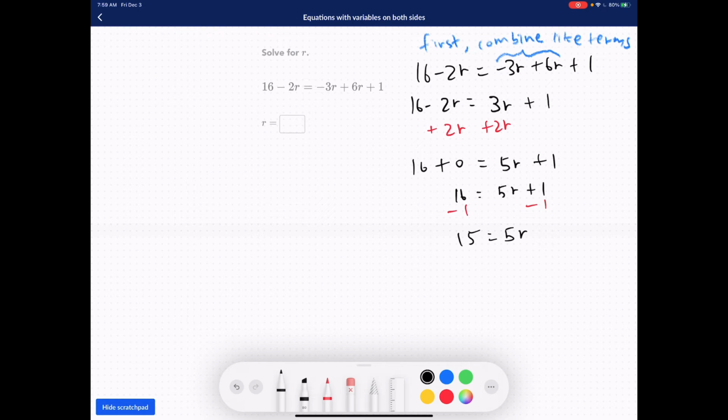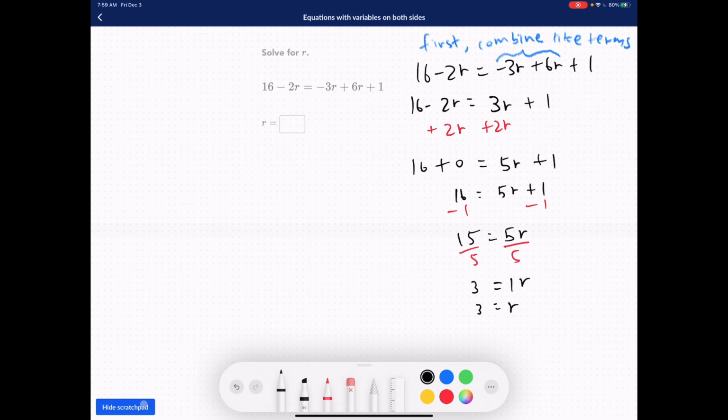5r. And then we're going to divide 5 on both sides, like so. 15 divided by 5 is 3, right? And then 5 divided by 5 is just 1. And 1r is the same thing as just r. And so that's how you go ahead and do that.